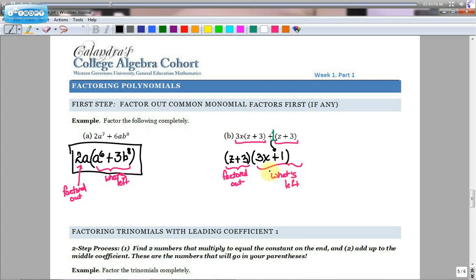Another way to think about it, you're asking yourself, what do I multiply z plus 3 by that will give me the z plus 3 I started with? And that number is 1. If it were 0, that would make it drop out completely, and we wouldn't have our original expression.